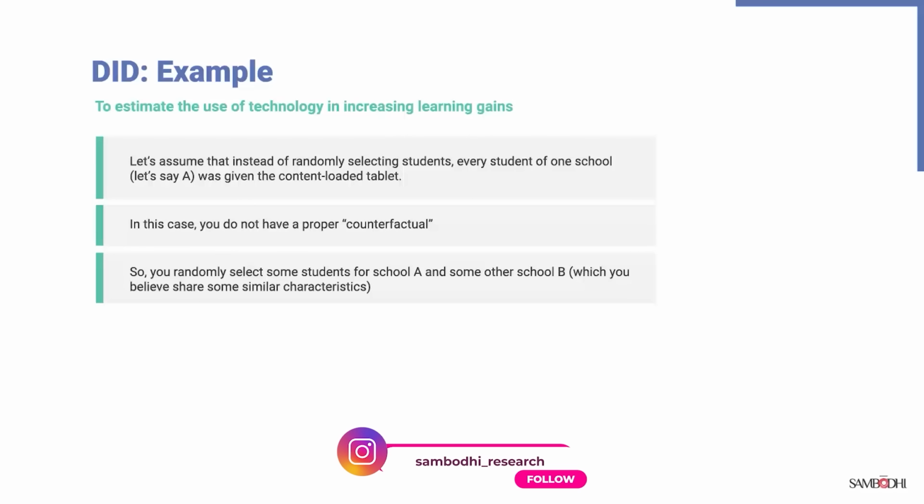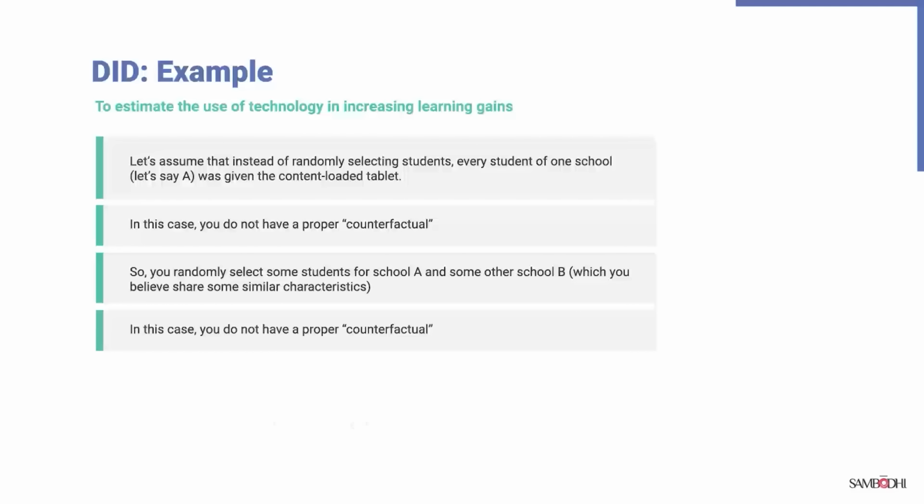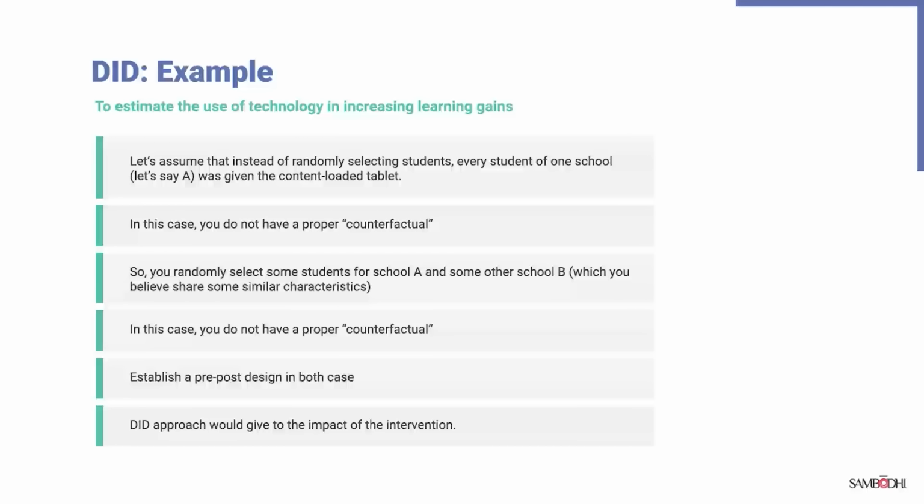Therefore, you randomly select some students for school A and some others for school B, which you believe shares some similar characteristics. Now, we need to establish a pre-post design in both cases.